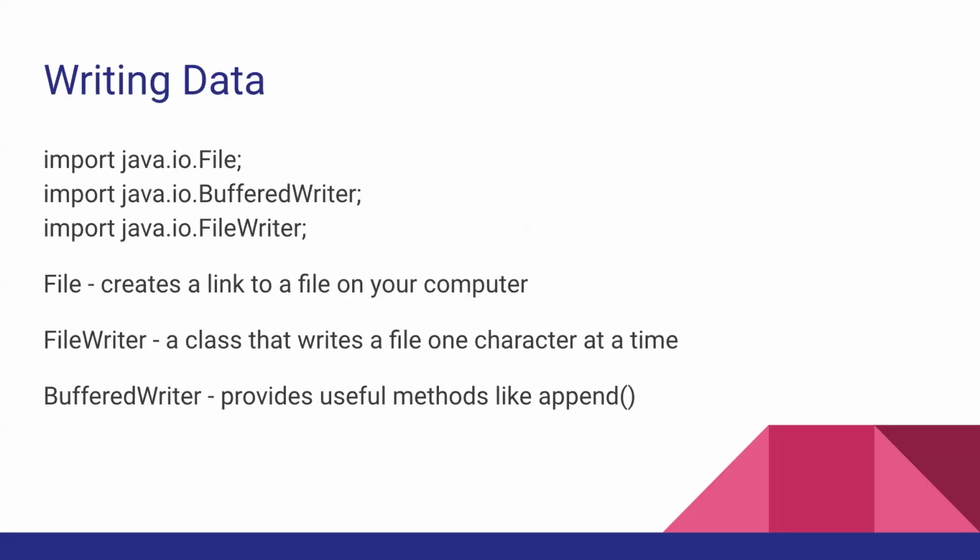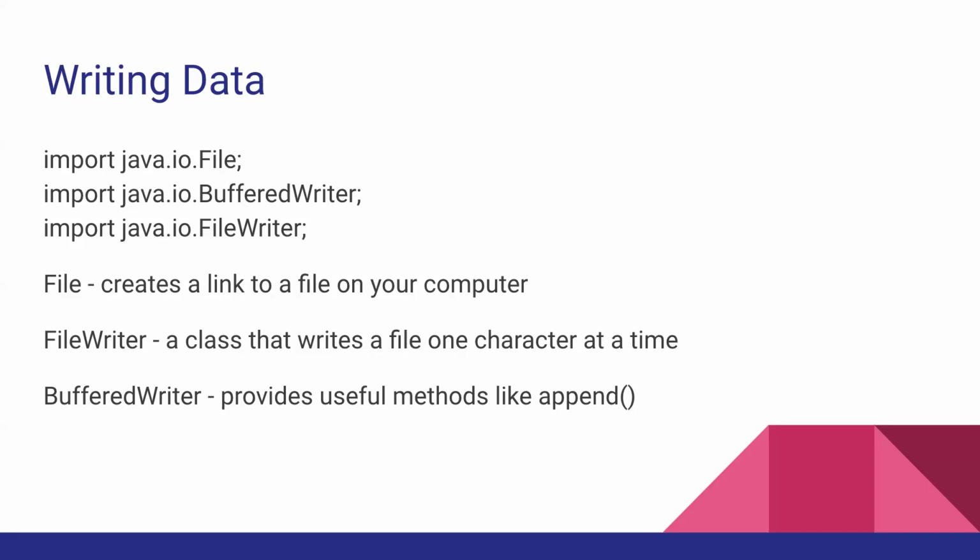So this is how we write data. We use three imports. We use a file, a file writer, and a buffered writer. The file creates a link to the file in your computer. So your computer has a directory structure. The file is an object that creates that link into the directory structure. So the file object knows how to find that file on your computer and how to open it, etc.